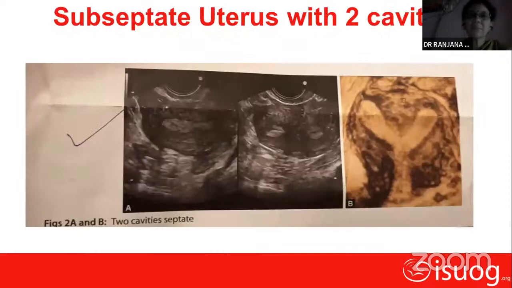This is a case of subseptate uterus. Even congenital anomalies can be found by ultrasound, but they have to be confirmed either by 3D or MRI. In the broader view, we see the transverse scan. There is a broad fundus. There can be two cavities near the fundus, which are more seen during the secretory phase.